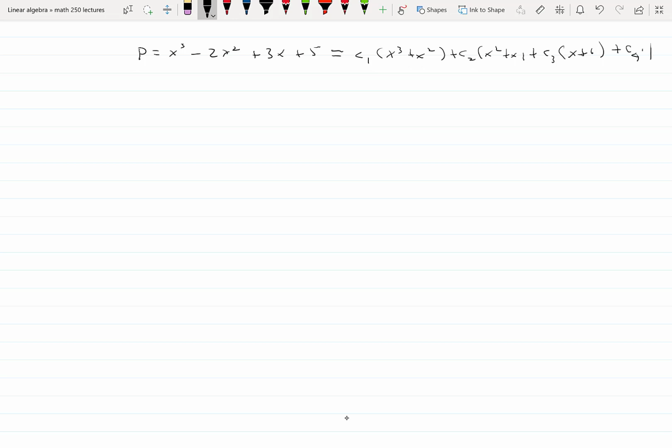Okay. Once again, this amounts to a system of equations, with 4 equations and 4 unknowns. c1, the coefficient of x cubed, needs to equal 1. c1 plus c2 has to equal the coefficient of x squared, -2. c2 plus c3 needs to equal 3. And finally, c3 plus c4 needs to equal 5.